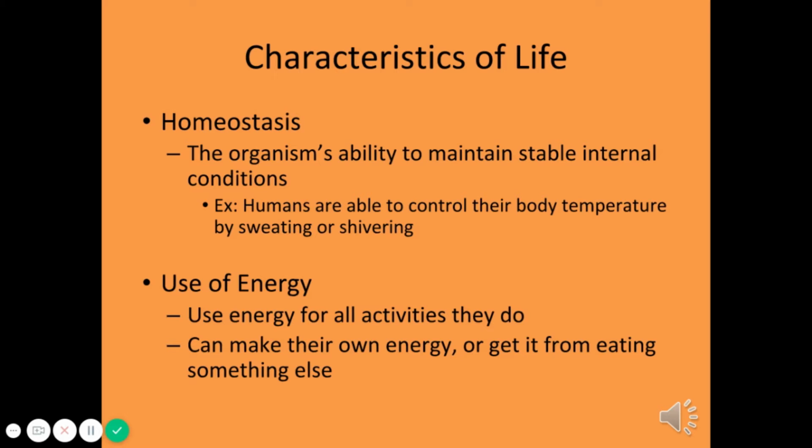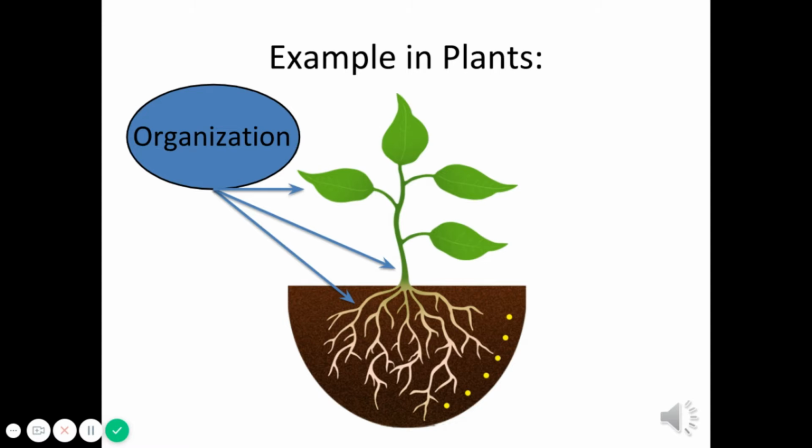Finally, the 6th characteristic of life is going to be use of energy. And this is a simpler one. It just says that organisms use energy for all the activities they do, and they can either make their own energy or they can get it from eating something else. Now, here's some of the more important things. I want to give you an example of all of these 6 characteristics of life happening in plants, because I think they're pretty good examples to kind of take back and remember.